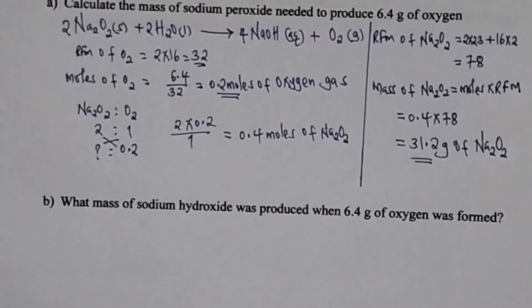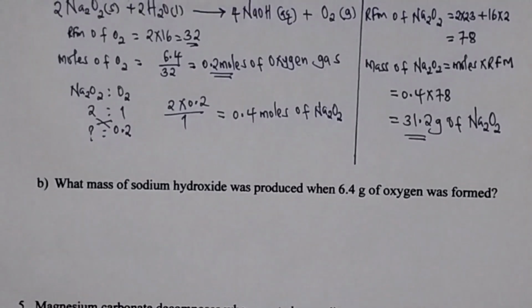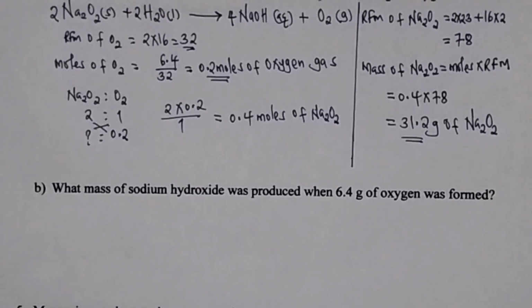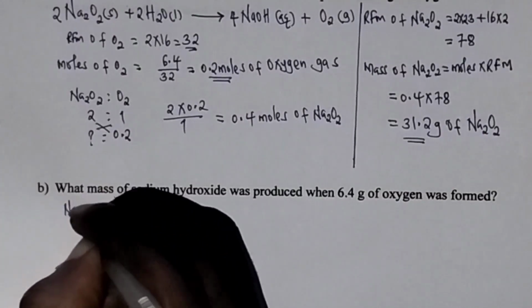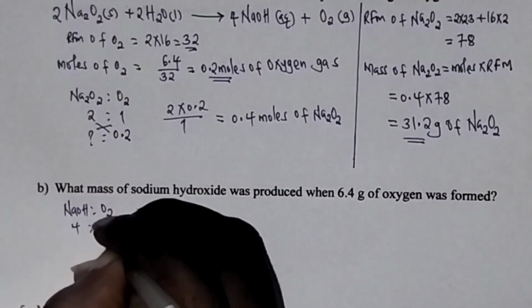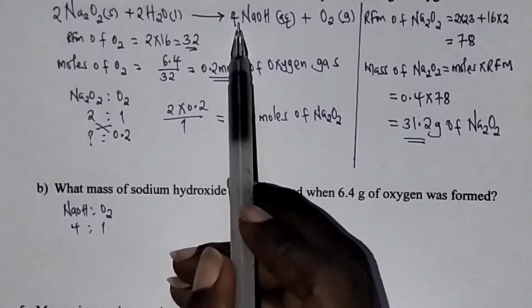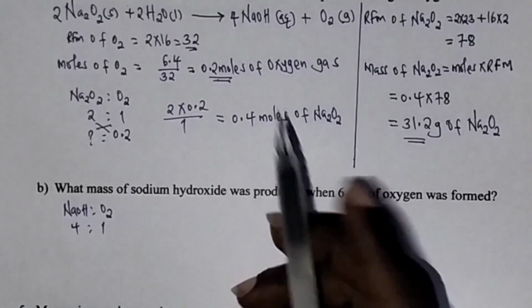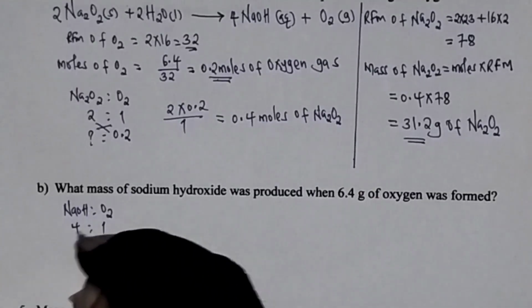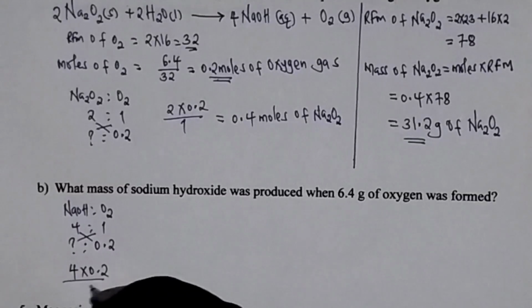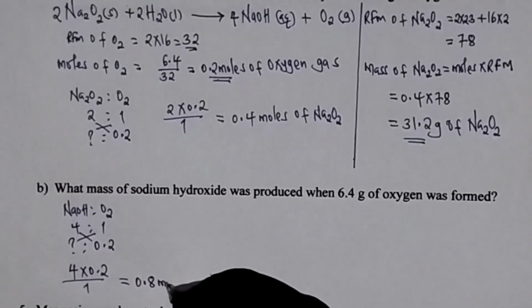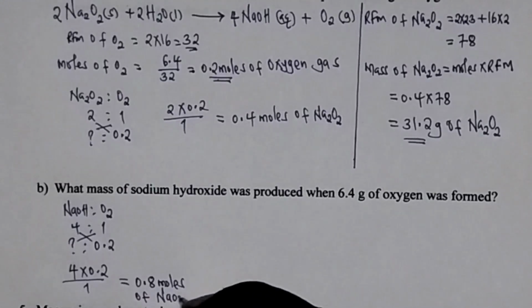So we proceed to 4 part B. We are told what mass of sodium hydroxide was produced when 6.4 grams of oxygen was formed. Here we are going to talk about the mole ratio between sodium hydroxide and oxygen gas. So sodium hydroxide to oxygen gas is 4:1, as you can see here. So we have gotten the number of moles of oxygen gas to be 0.2. So if 0.2 moles, what mole of sodium hydroxide can we get? So you can have 4 times 0.2 divided by 1. This will be 0.8 moles of sodium hydroxide. That's what we're going to get.